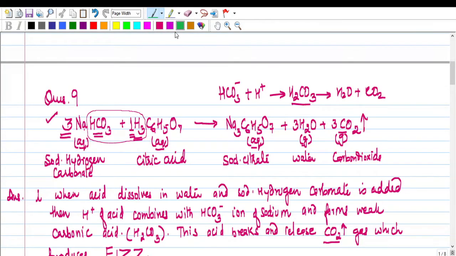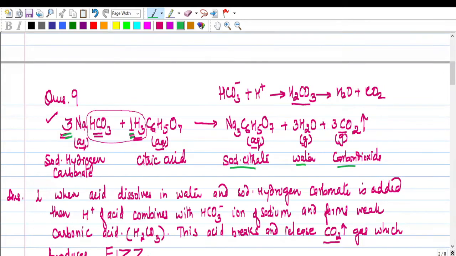The question says when three molecules of sodium bicarbonate combine with citric acid, they form sodium citrate, water, and carbon dioxide. Now, the question is based on this equation. So, what is the equation like? 3NaHCO3 with one molecule. So, three molecules of sodium bicarbonate combines with one molecule of citric acid.